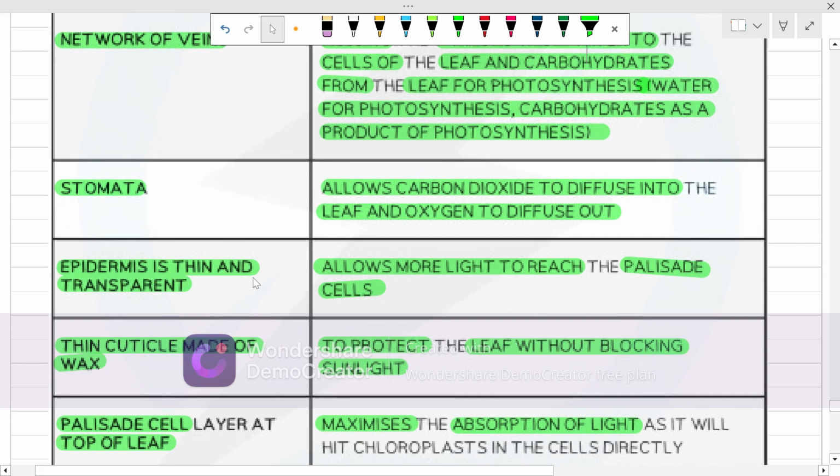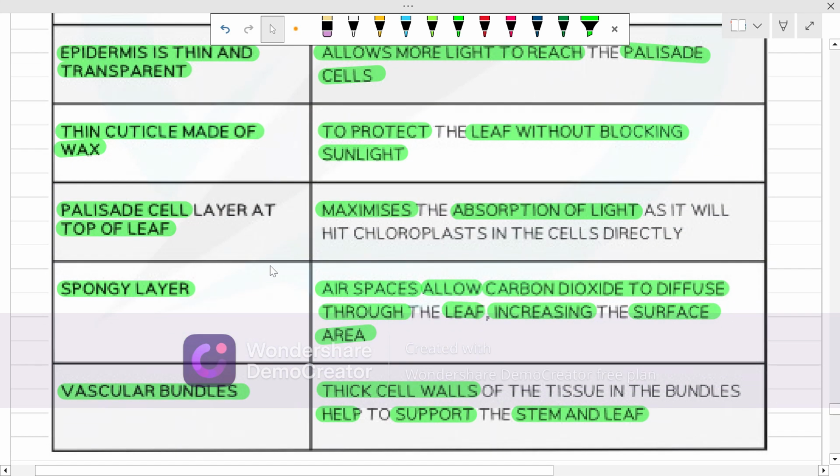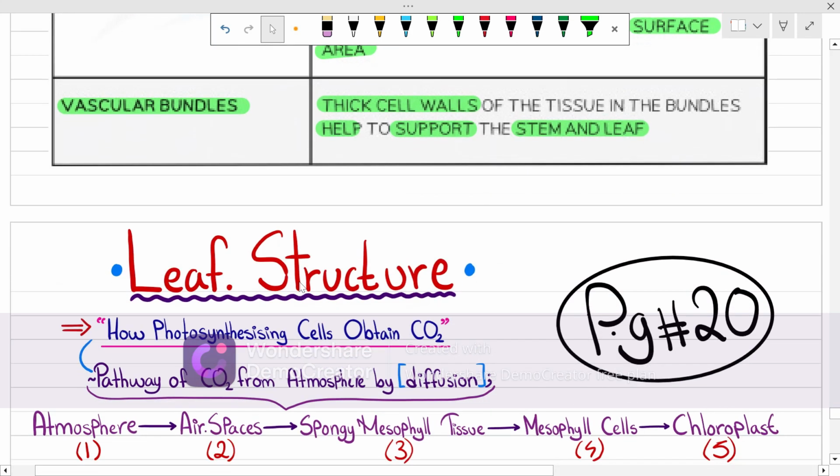The epidermis and the thin cuticle allow light to reach the palisade cells, and they protect the leaf without blocking sunlight. Palisade mesophyll cells maximize absorption of light for photosynthesis. The spongy layer has air spaces to allow diffusion of gases, and vascular bundles help with transportation and support the plant.